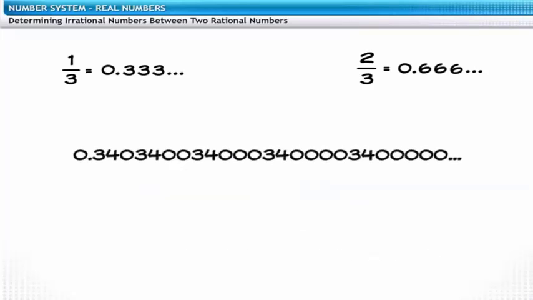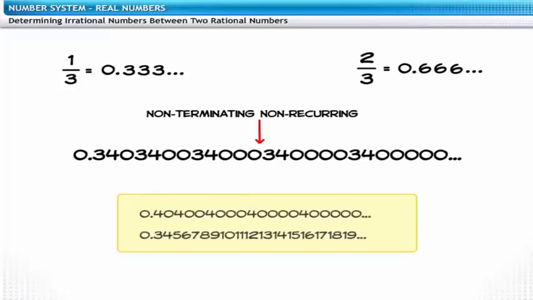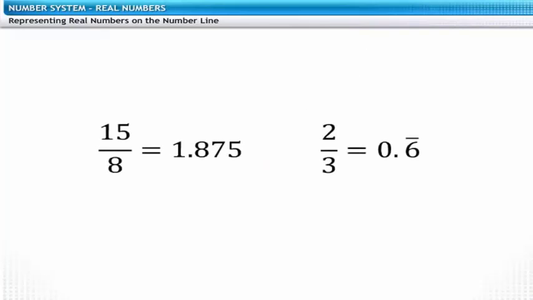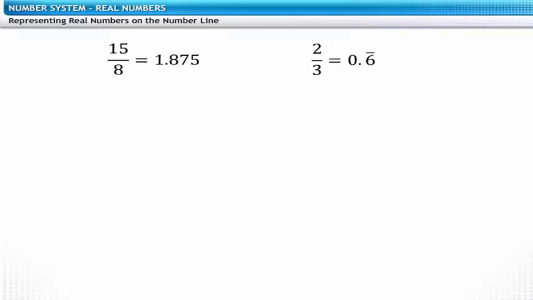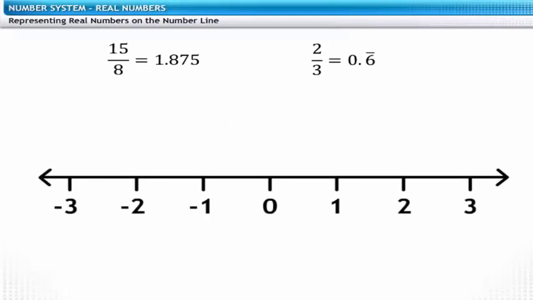We can find a number of this pattern. Here, we have put increasing number of zeros between two consecutive 34s. This number is non-terminating and non-recurring. Similarly, we can find many such numbers. We have seen that a real number can be expressed as its decimal expansion. You're already aware of representing rational and irrational numbers on the number line. The decimal expansion of a real number helps us to represent it on the number line.